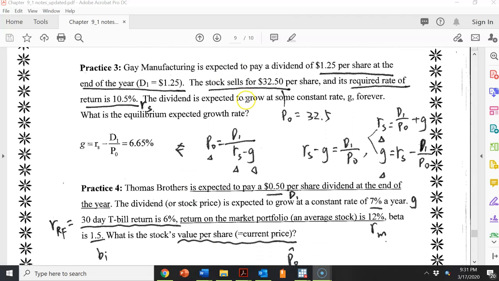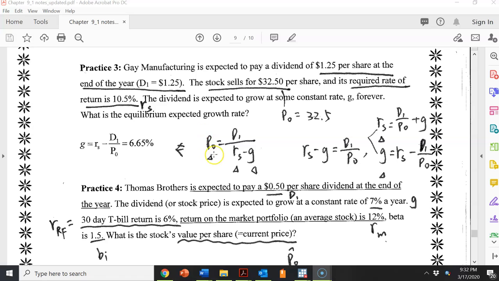Practice 3. This firm is expected to pay a dividend of 1.25 per share at the end of the year. Again, it's D1 because it's at the end of the year. Stock price P0 is 32.5. Required rate of return RS is 10.5%. Dividends are growing at a constant rate G. What is the growth rate? So we're looking for G this time.